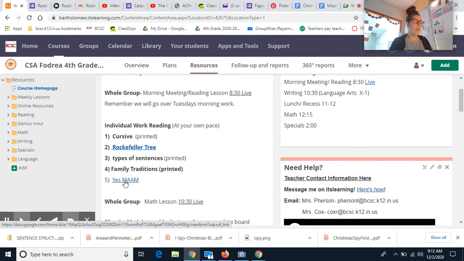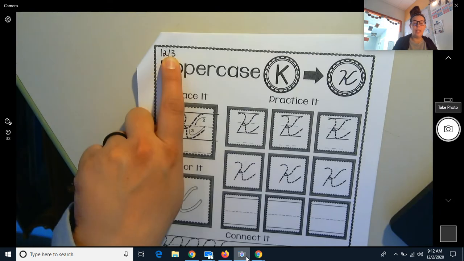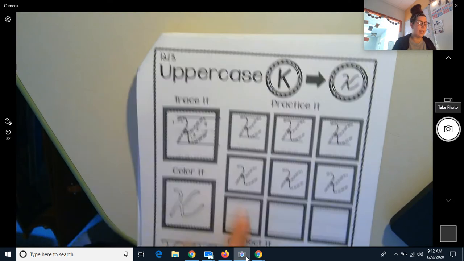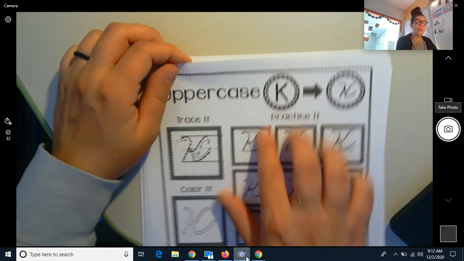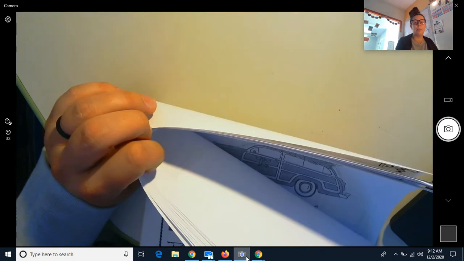Now we have to review this yes ma'am real quick before we move on. Now, anything labeled 12-3, you're not doing today. So when you see this page, that means you've done all the printed pages for today. So Carter Arp, that should have answered your question.